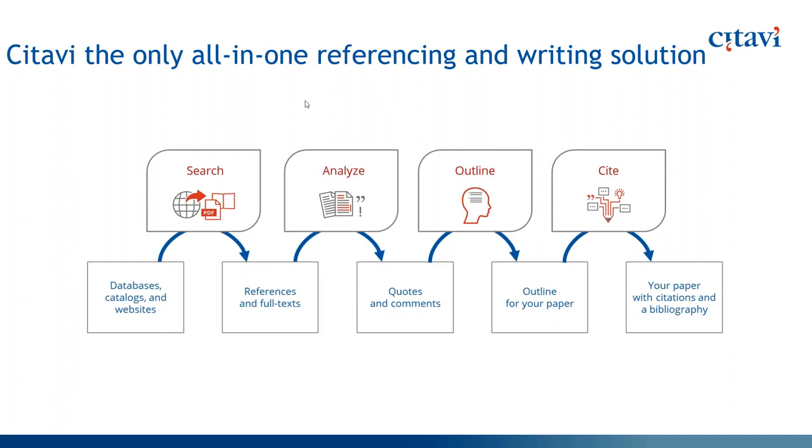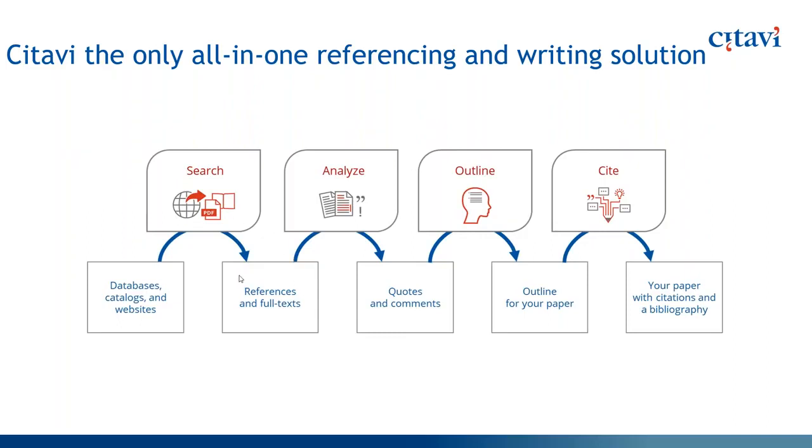I'll be showing you in Citavi how you can search through databases, catalogs, and websites. So if your organization or university has access to ERIC or Scopus or different types of databases with articles and publications, Citavi can help you bring those into the software and start analyzing and working with it. Or if you have your own PDFs, you can do that too, and I'll be showing you that.